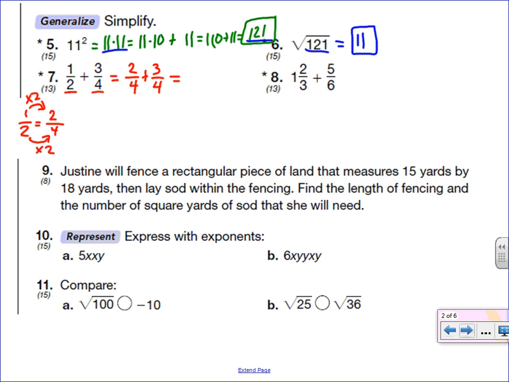Now when I add fractions and they have a common denominator, I add the numerators, or the top number. 2 plus 3 is 5. And the bottom number stays the same. The denominator stays the same. So I have 5/4.